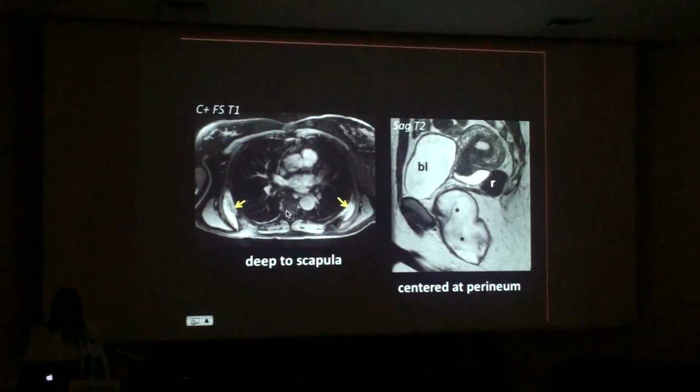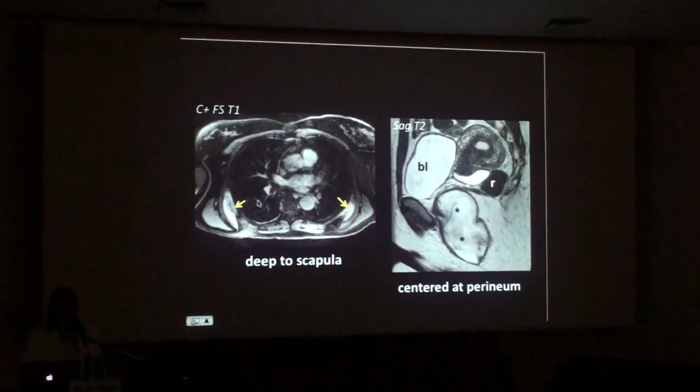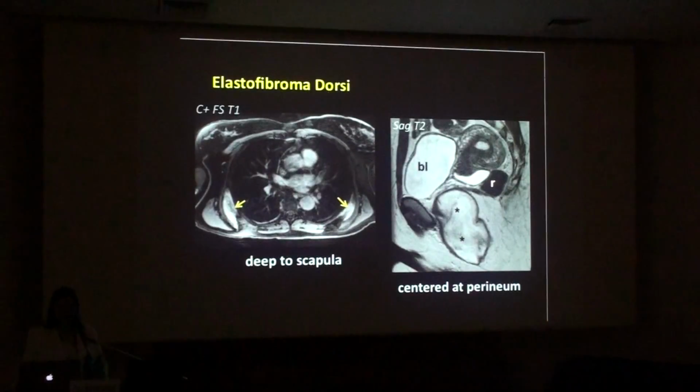So location, again, we can't show everything possible, but here's an axial post-contrast image through the upper chest, and we see these enhancing lesions deep to the scapula, and that's a very characteristic location for an entity called elastofibroma dorsi. It's often bilateral, but not exclusively bilateral, but if you see a mass in that location, you certainly want to think about the possibility of this benign entity.